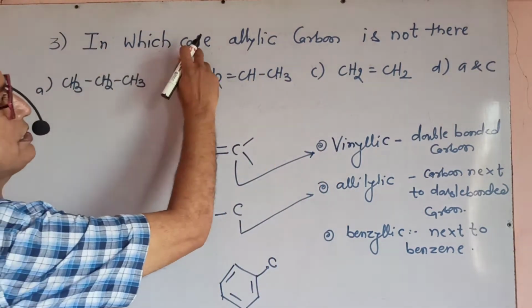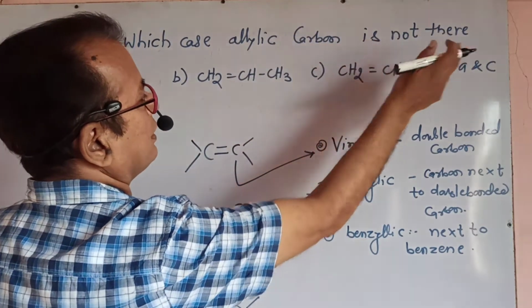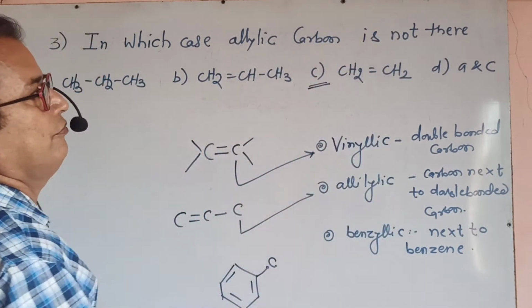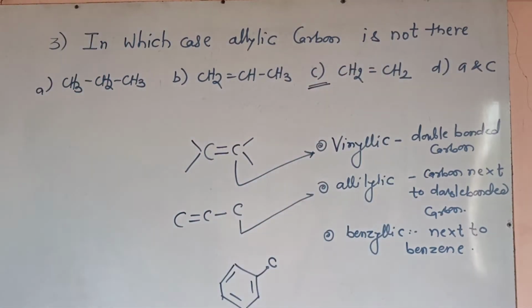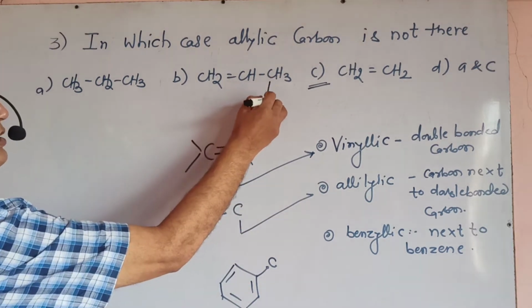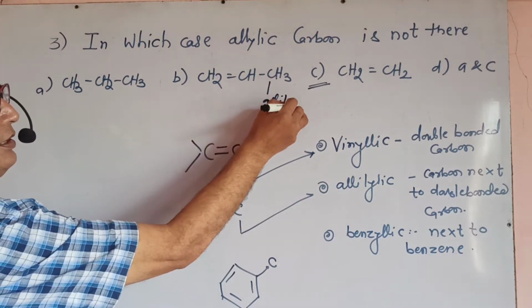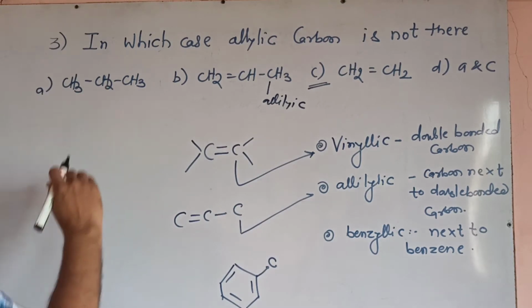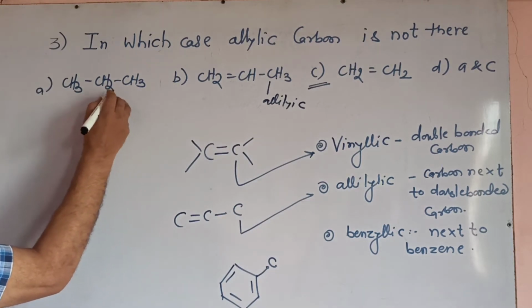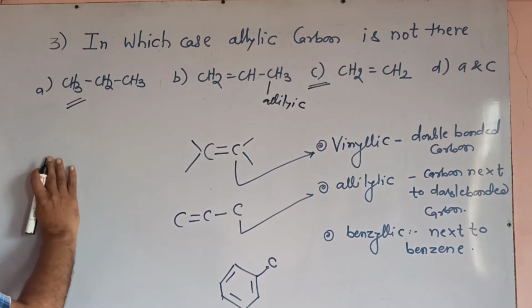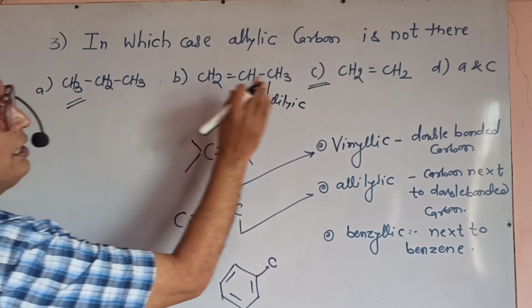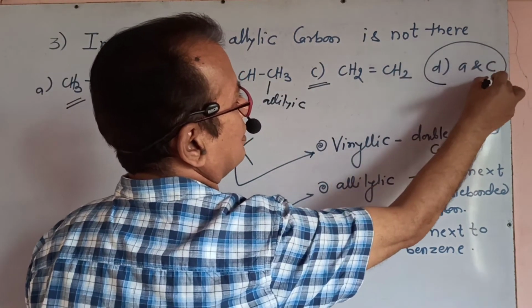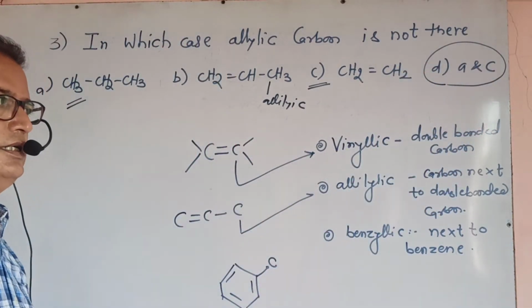In which case is allylic carbon not there? Here vinylic carbon is there, not allylic carbon. Here allylic carbon, allylic carbon. Here allylic carbon. Here also not there. Here also not there. So our answer is A and C. Our answer is A and C.